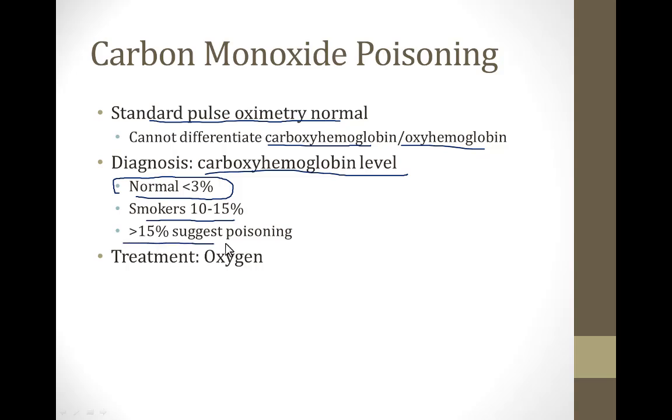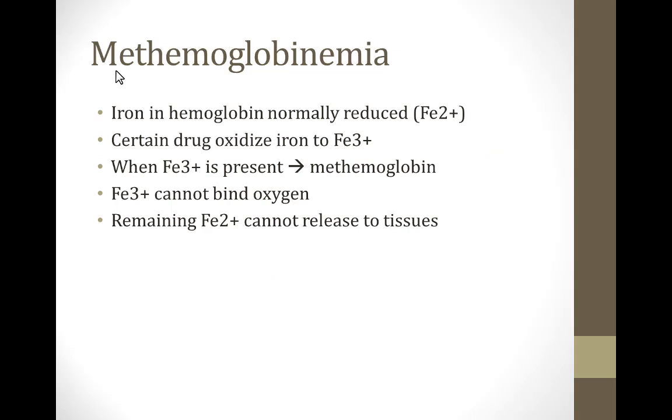And if it's greater than 15%, it suggests poisoning. And this is something you might diagnose in someone who's got those nonspecific symptoms and is living in an environment where they don't realize they're exposed to high levels of carbon monoxide. And the treatment is to give oxygen, which will eventually push all the carbon monoxide off of the binding sites over time. The next hemoglobin disorder I'm going to discuss is called methemoglobinemia.